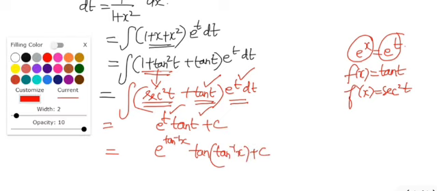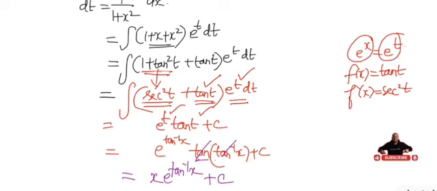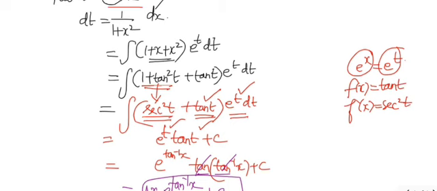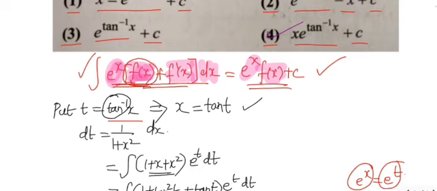Actually, tan and tan inverse are opposite functions, so we can cancel them nicely. So we have got simply x. So x times e power tan inverse of x plus c. They are inverse to each other. That's why they have cancelled. And this is our final answer. So if we look for the option, this is exactly matching with the fourth option. This is our actual answer.